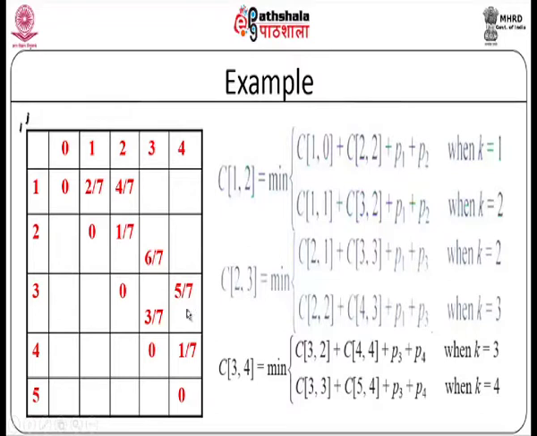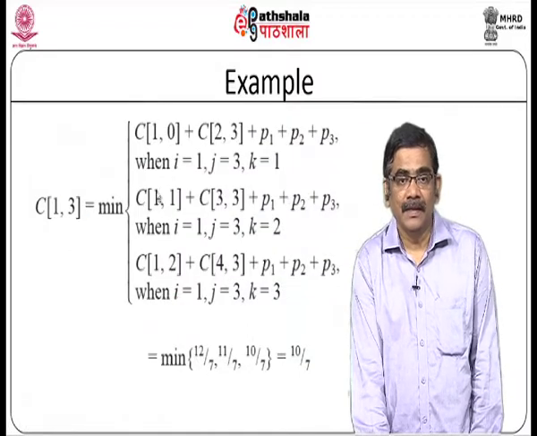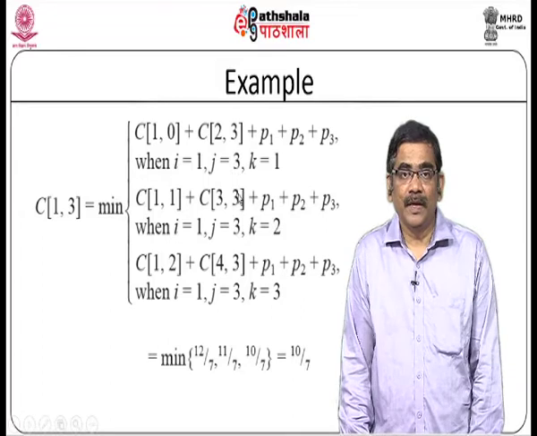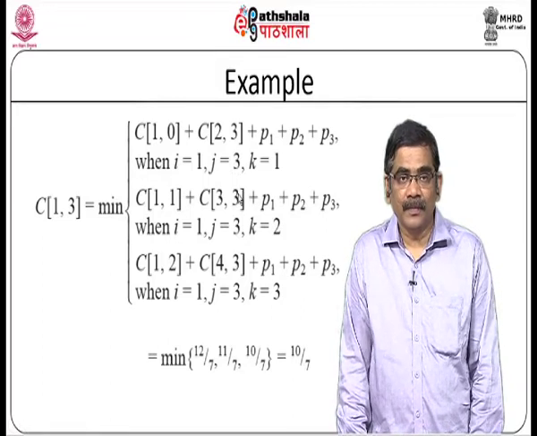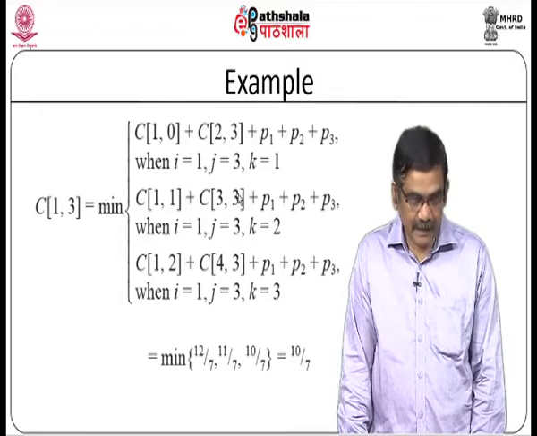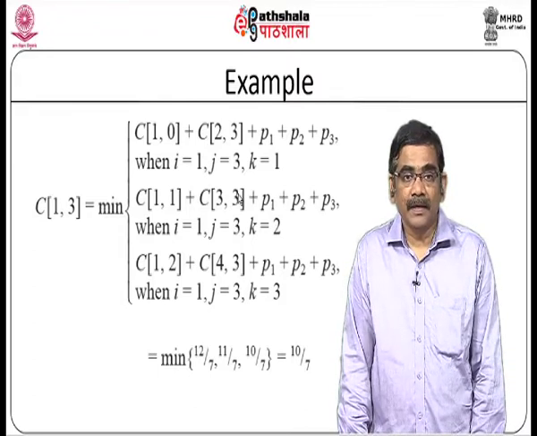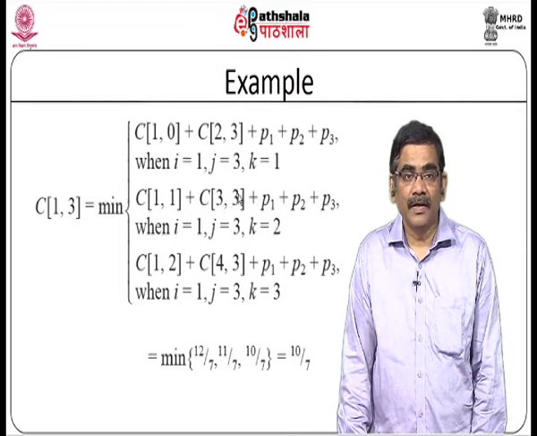Next we have to find out this. So, that means it is 1 comma 3. So, 1 comma 3 means you have 3 keys. So, you have different possibilities. So, again you try to compute that by means of your recursive definition.